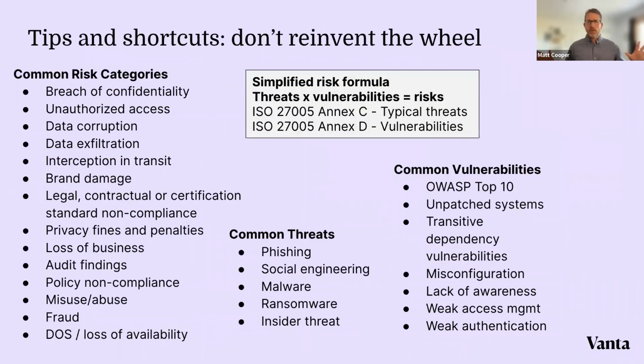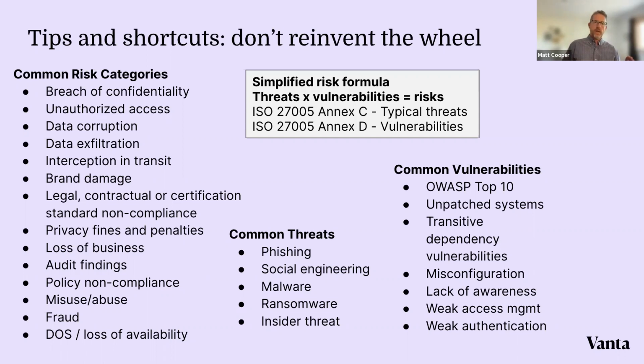First one, don't reinvent the wheel. This is where I was talking about having kind of a model to start from. An excellent resource that I've highlighted for you here, and there are multiple, is ISO 27005. Annex C has typical threats. Annex D has vulnerabilities. It's very well done. If you get the newest version, I believe it's the 2018 version of 27005, it will give you a list of things that are going to be common to many, many businesses. It can be a super helpful starting point and a thing to leverage.